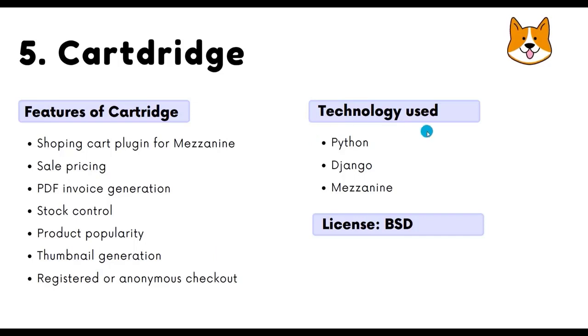Here it is built using the technologies called Python, Django, and Mezzanine. As I said before, Mezzanine actually works as a content management system, something like WordPress. Let's see what we have in top 4.